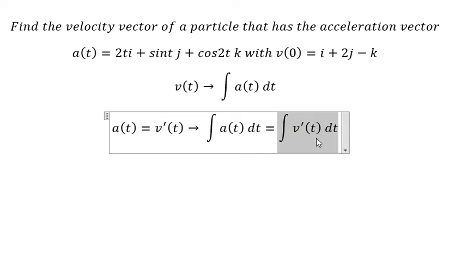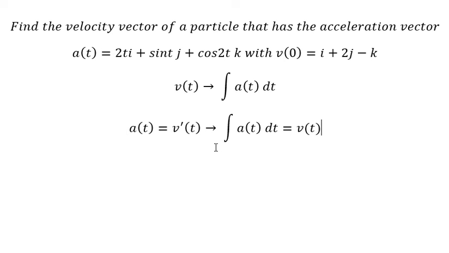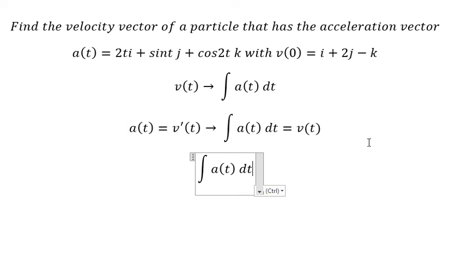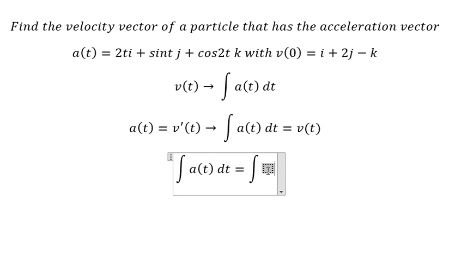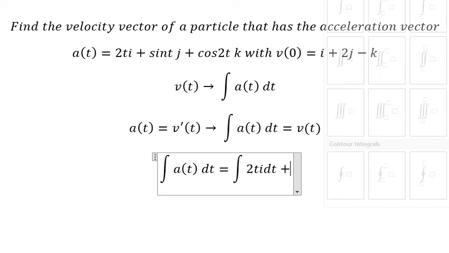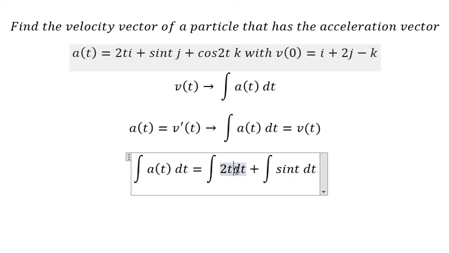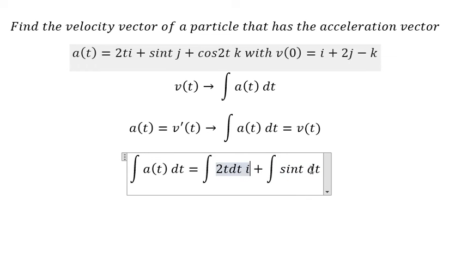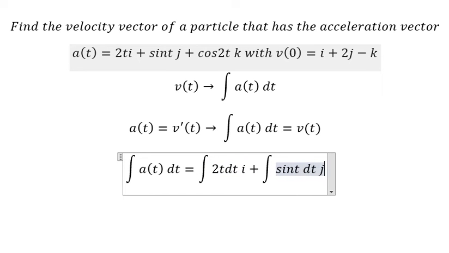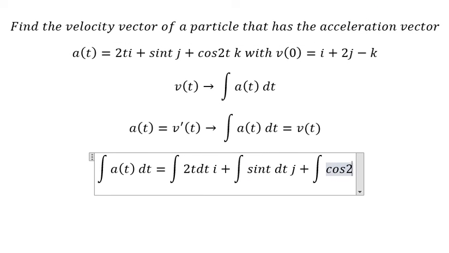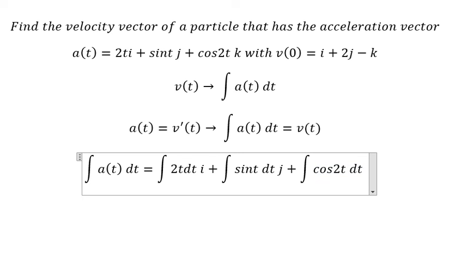So here we have V(t), and now we have this function here. That means we have the integral of 2t dt plus the integral of sin t dt, and the next one we have the integral of cos 2t dt, and I will put k here.